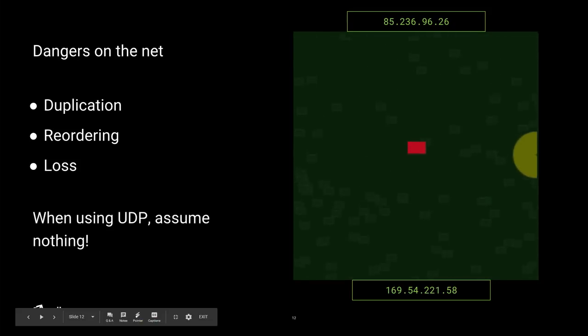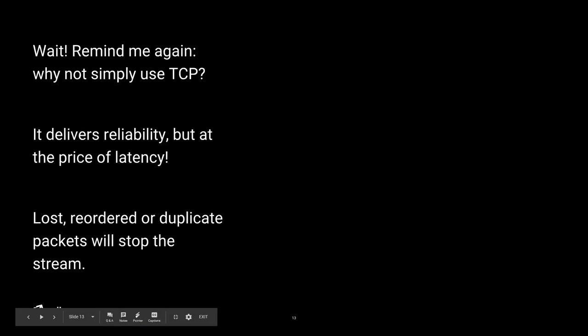So when using UDP, assume nothing is basically the rule, which leads to this very natural question. Why? Why did we not use TCP, because that has all the nice properties? The thing is, it delivers reliability, but it comes at the price of latency. So lost or reordered or duplicate packets, as we just saw before, will stop the stream.